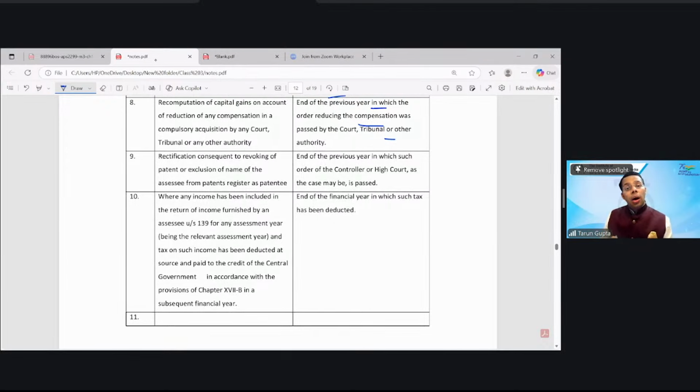So a deduction is allowed under section 80RRB in respect of patent income. One of the conditions is that the assessee should be a patentee. If subsequently a court said that the assessee is not a patentee, then the deduction was wrongly allowed and it should be disallowed. But in this case, 4 years shall be reckoned from the end of the previous year in which such order of the Comptroller or High Court, as the case may be, is passed. Hope I am clear.